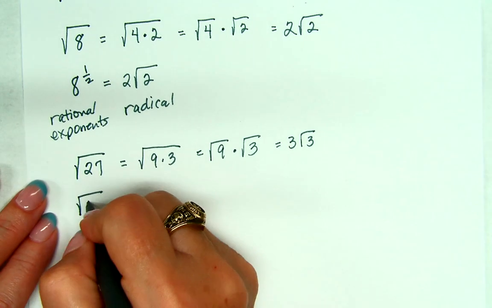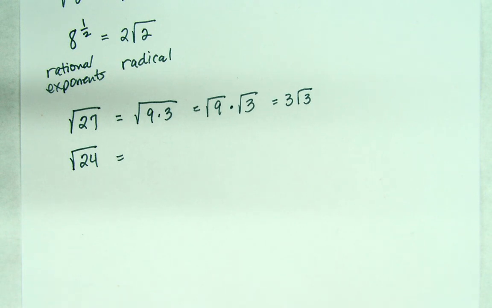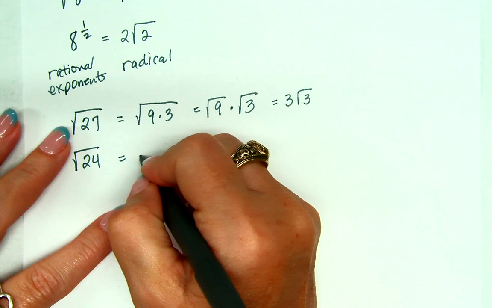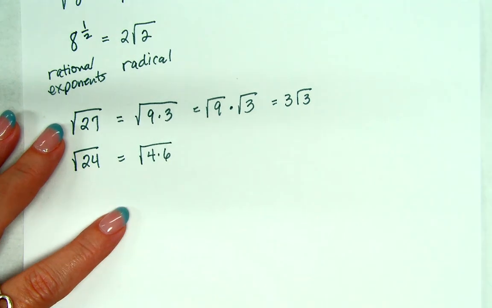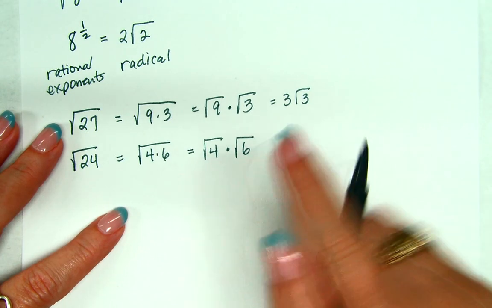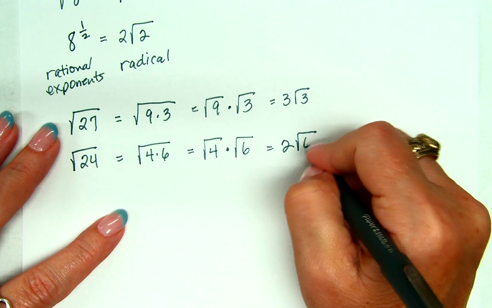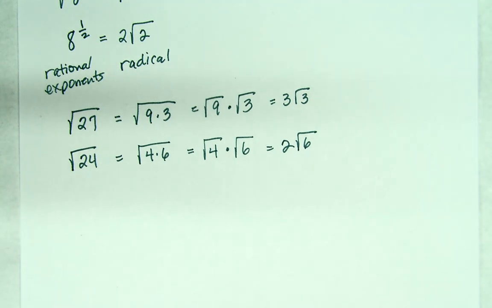What about the square root of 24? How should I break that down? 8 and 3? Do you know the square root of 8? Do you know the square root of 3? No? So maybe I shouldn't choose 8 and 3. How about 4 and 6? Isn't that better? Okay. Square root of 4 times 6, which breaks into the square root of 4 times the square root of 6. Do you know the square root of 4? 2. Do you know the square root of 6? Me neither. Just leave it. Okay?